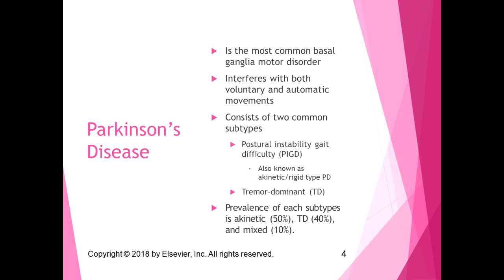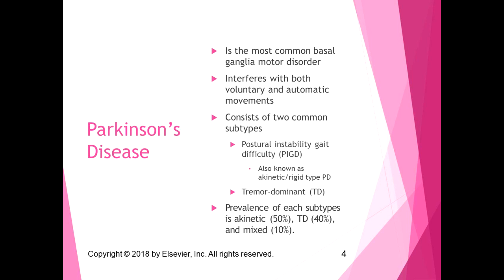So Parkinson's disease consists of two common subtypes. In our text, they call the one subtype postural instability, gait difficulty, or PIGD. It's also more commonly known as akinetic or rigid type Parkinson's. And the other type is the tremor dominant Parkinson's. The prevalence of each of the subtypes: akinetic is about 50%, tremor dominant is about 40%, and then mixed, where you have both, is 10%.